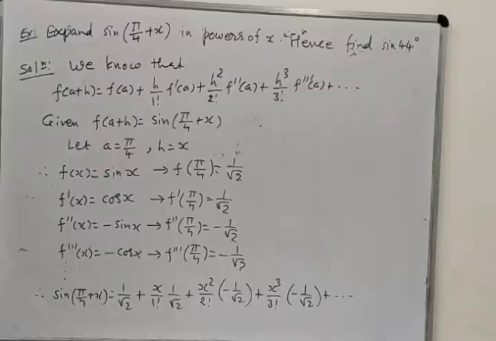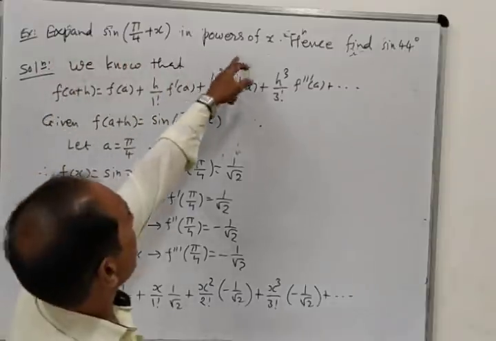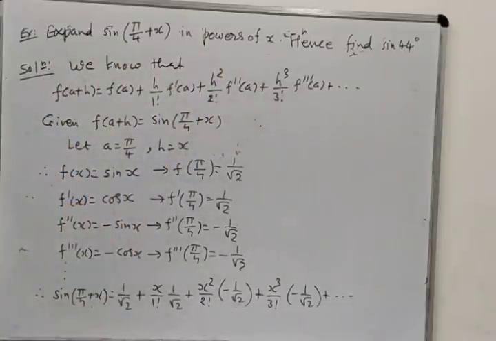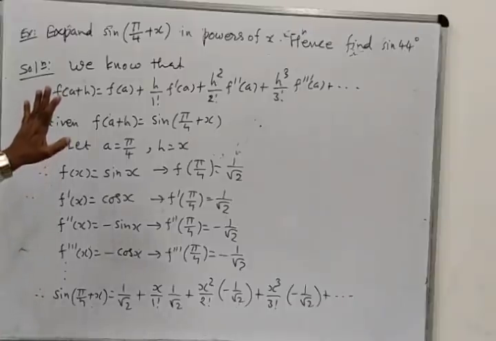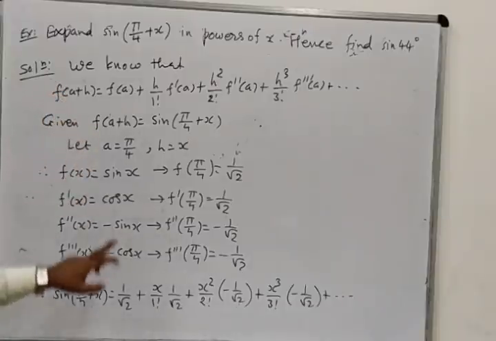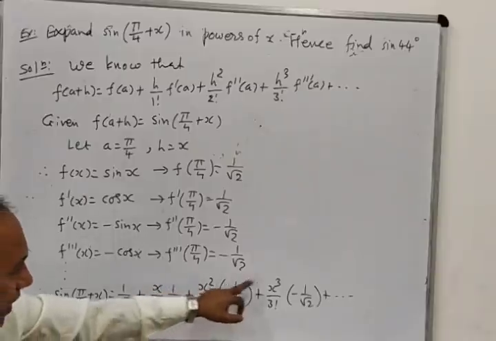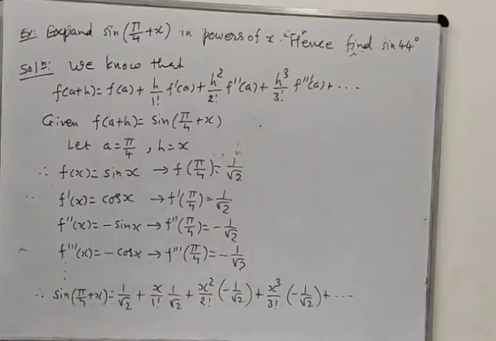And hence you can see the first part of the example is completed. That means it is the series of sin of pi by 4 plus x in powers of x. You can see x, x square, x cube, that means in powers of x. Then finally we will solve the second part. It is given: hence find sin 44 degrees.